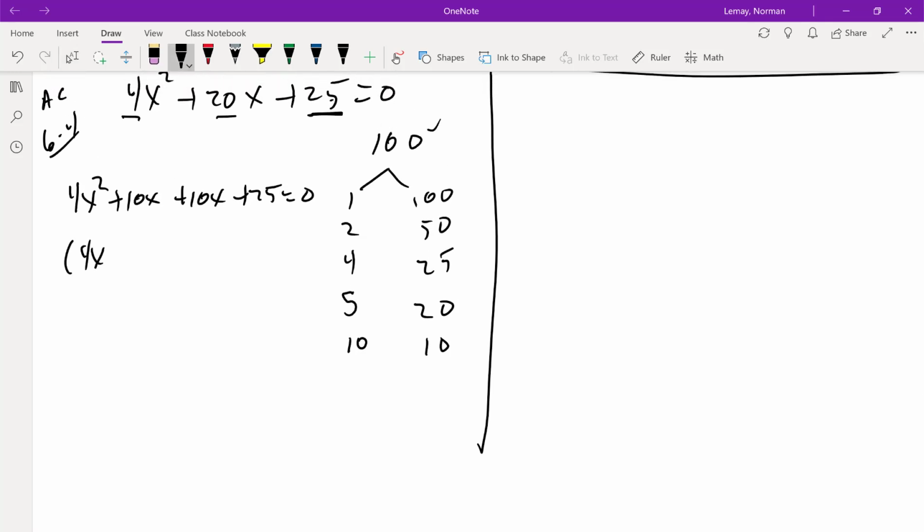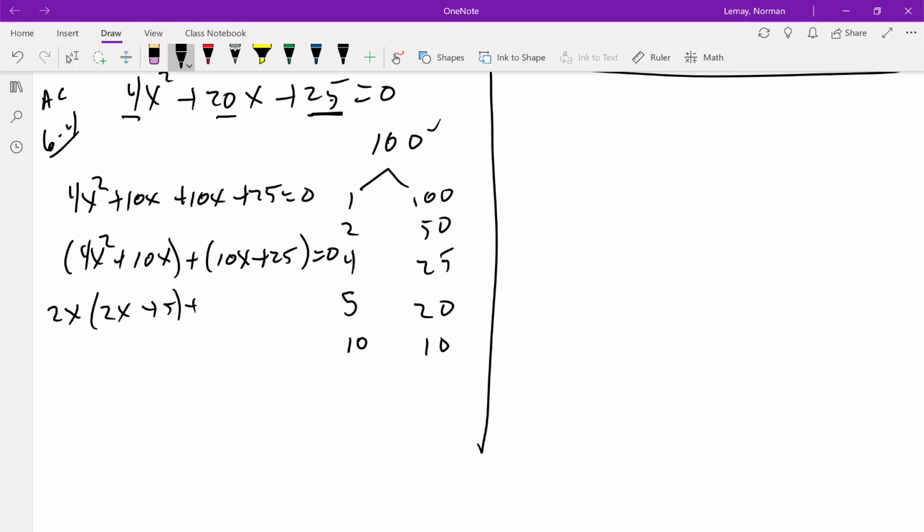So 4x squared plus 10x, plus 10x plus 25. So our greatest common factor here looks like a 2x. So we're left with 2x plus 5.